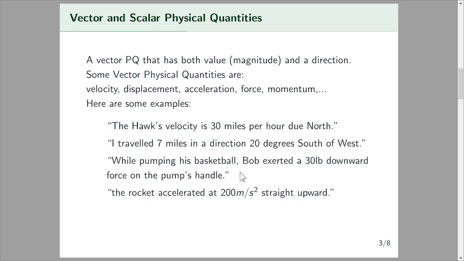Many physical quantities naturally have vectors associated, naturally are vectors. While pumping his basketball, Bob exerted a 30-pound downward force on the pump's handle, right? The magnitude of the force is 30 pounds. The direction is downward. The rocket accelerated 200 meters per second squared straight up, right? Once again, a magnitude and a direction, that's a vector.